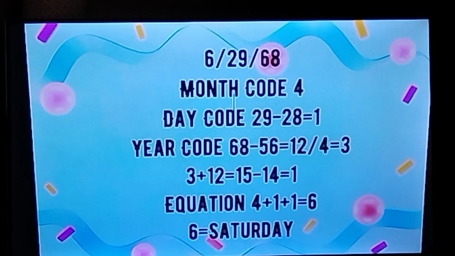Then we take the year 68 and subtract it by 56. Why? Because 56 also divides evenly by 4 and 7, and that's a shortcut. We get a 12, and we divide that by 4 because we broke the division down smaller, but we still have to know how many leap years is in 12. So there's 3 leap years, and we add that back to 12. So 3 plus 12 is 15. And we're going to subtract it from multiples of 7 to get our 1.